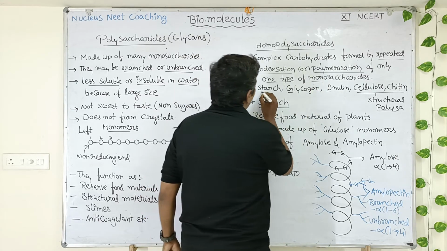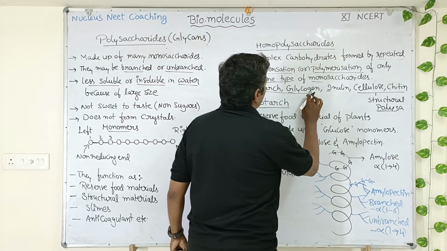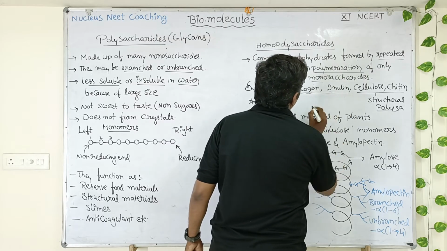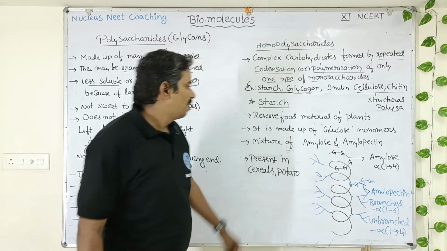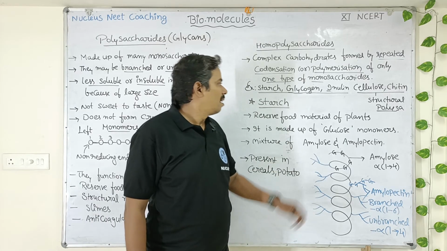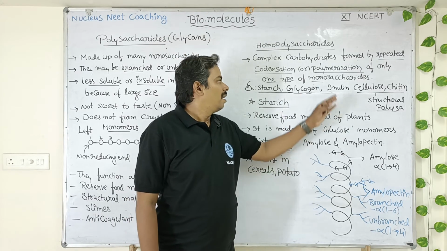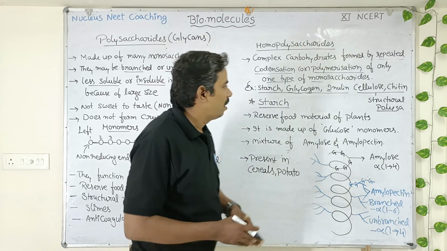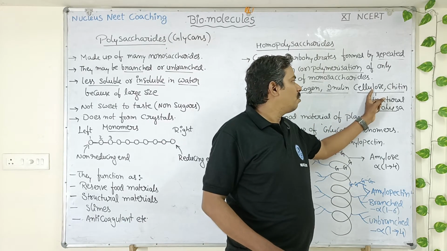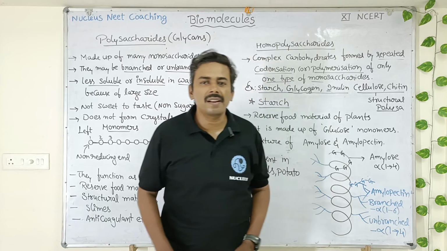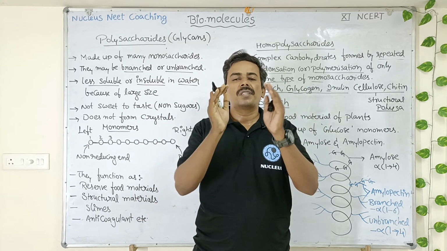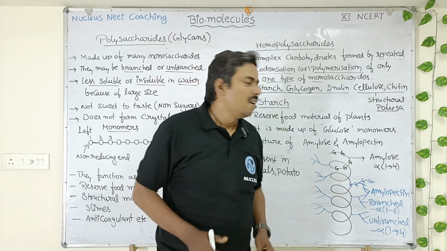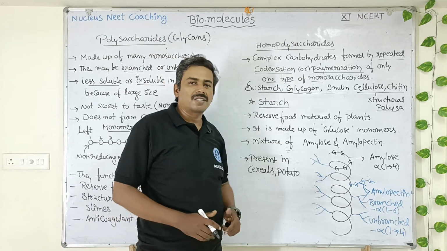Examples: starch, glycogen, inulin. So these three polysaccharides have the role of reserve food materials. They act as reserve food materials in living organisms. Starch is present in plants, glycogen is present in animals, inulin is present in plants such as garlic, onion, and artichoke. Next to homopolysaccharides, cellulose and chitin are called structural polysaccharides because they have a structural role. They form cell wall materials in plants and fungi respectively. Understood? First, let us discuss starch.